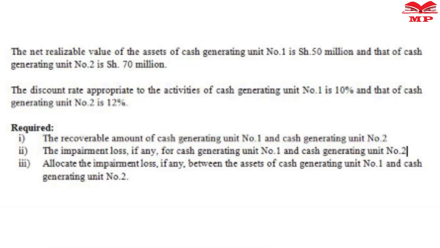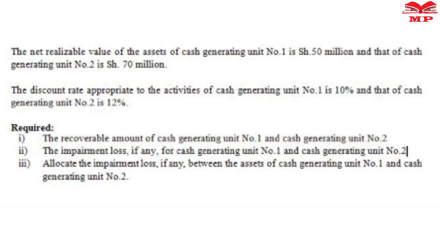Required: Roman 1, the recoverable amounts of cash generating unit number 1 and cash generating unit number 2. Roman 2, the impairment loss, if any, for cash generating unit number 1 and cash generating unit number 2. Roman 3, allocate the impairment loss, if any, between the assets of cash generating unit number 1 and cash generating unit number 2. Now the required is very easy.